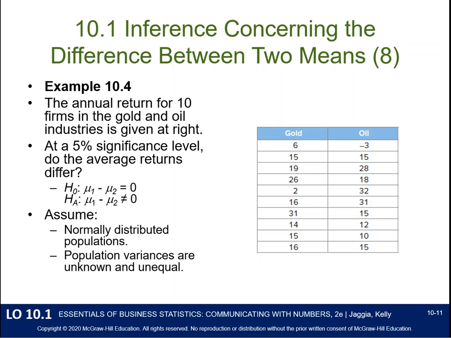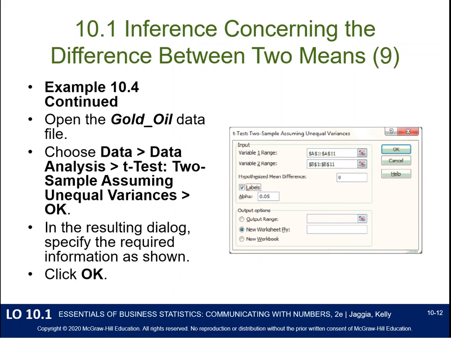But we're told that we can assume that the populations are normally distributed. The population variances are unknown and unequal. So again, that's that really ugly formula that we saw just a slide or two before, but we're going to do it in Excel. So again, yay for Excel.